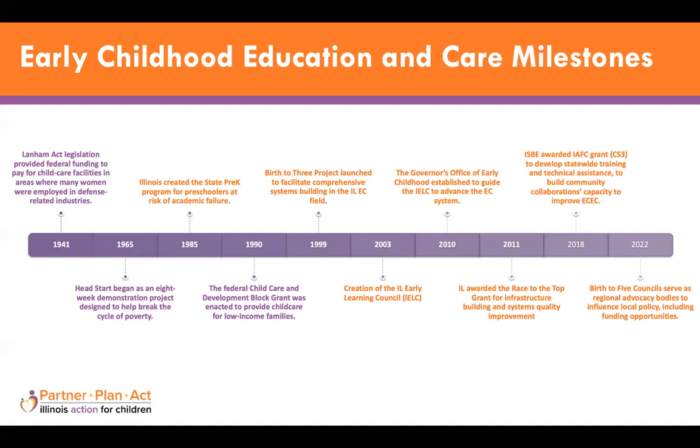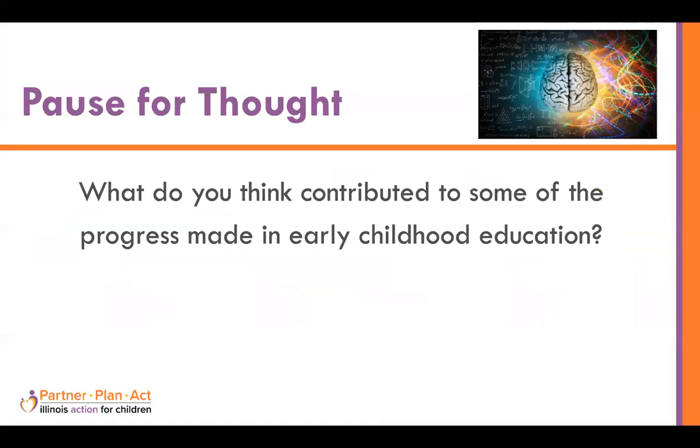So now that we've provided a little more context, take a moment to review the early childhood education and care milestones. The text in purple represents federal advancements, and the orange text represents Illinois or state advancements in early childhood. Take a moment to pause the training to think about the following question. What do you think contributed to some of the progress made in early childhood education?